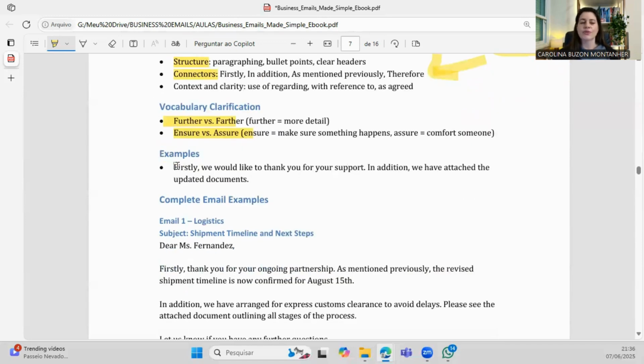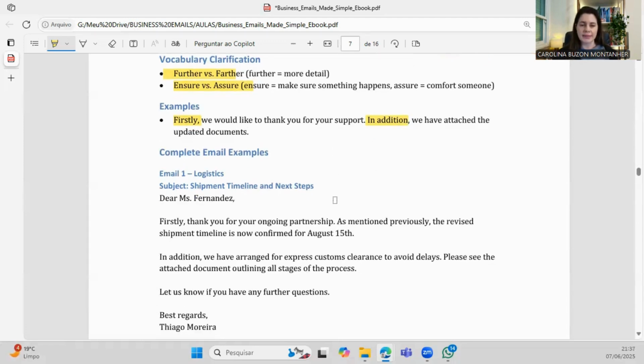Look at the examples. Firstly, we would like to thank you for your support. In addition, we have attached the updated documents. Two actions in a very smooth and organized sequence. Firstly, in addition, you use these structures to help you be better understood, to help the gringos pay attention to you. Look at the completed emails.